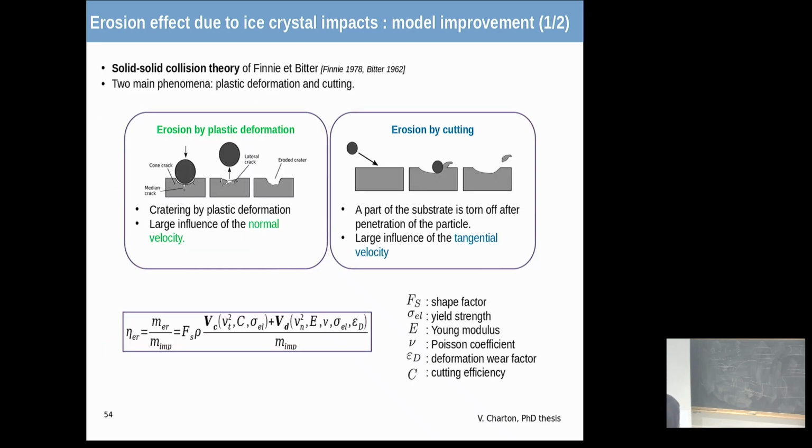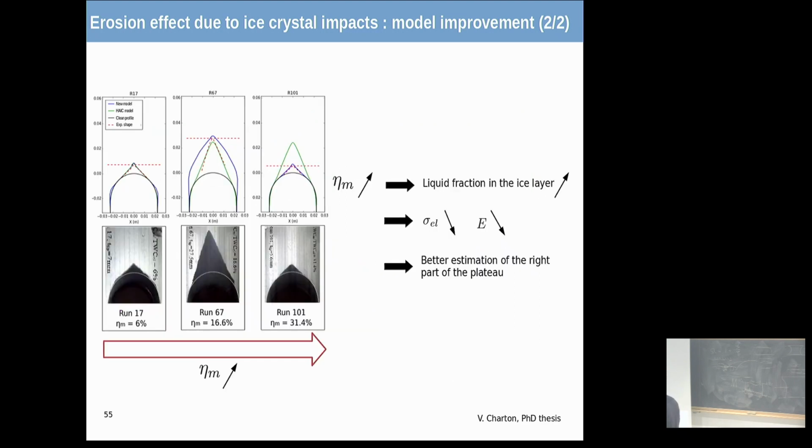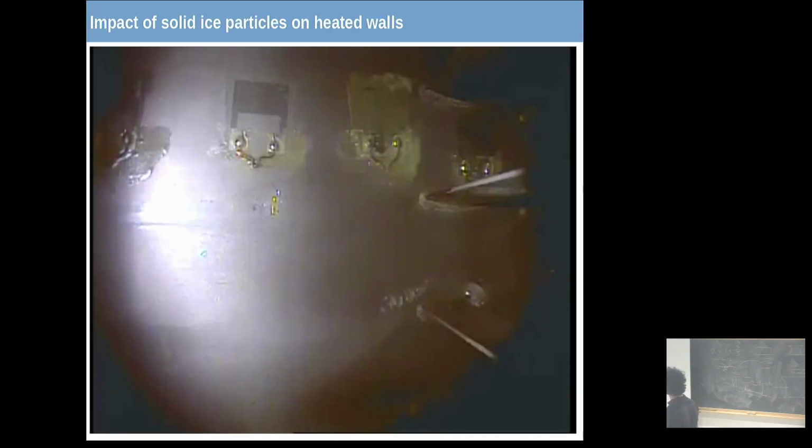And why, as well, if you see in the model here, it depends on the Poisson coefficient, it depends on the yield strength of the ice layer. And what we can see is that when eta M increases, that is to say, when you have a lot of liquid water, the stress decreases because you have a lot of liquid water inside the ice, so this parameter decreases, the Young modulus decreases as well. And that explains why the contribution of this erosion part increases, and we have a better estimation of the right part of the plateau.